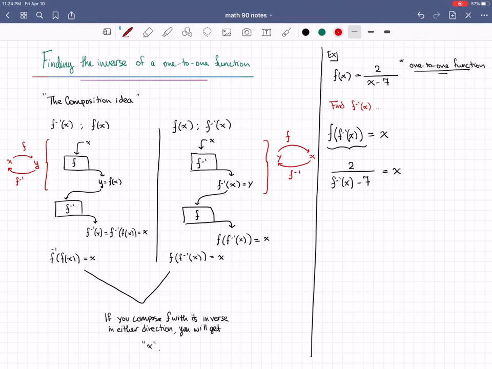So what we're going to do in the next few lines here is solve this for f inverse of x. And we're going to do it exactly the same way as if f inverse of x were like a letter, like y or x, and we wanted to get it by itself. So we're going to start by multiplying both sides by f inverse of x minus 7. So I'm going to write that here. Multiply both sides by f inverse of x minus 7.